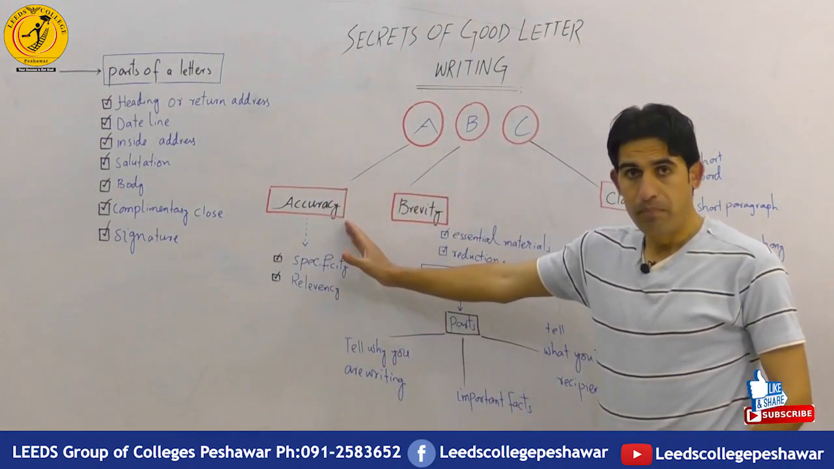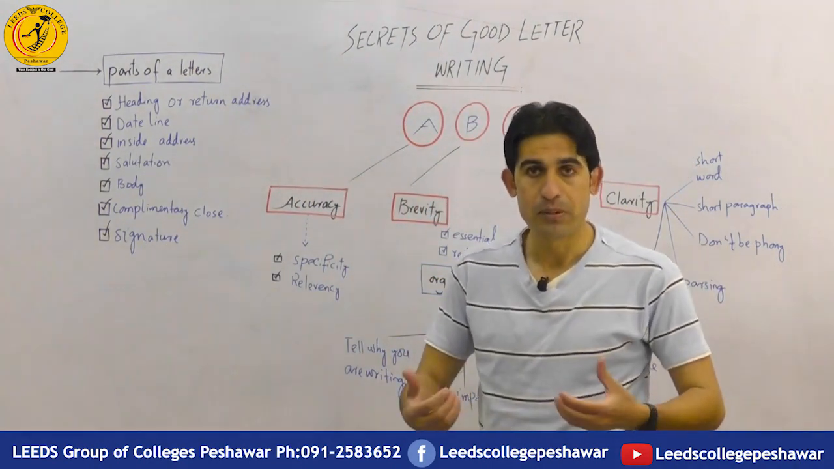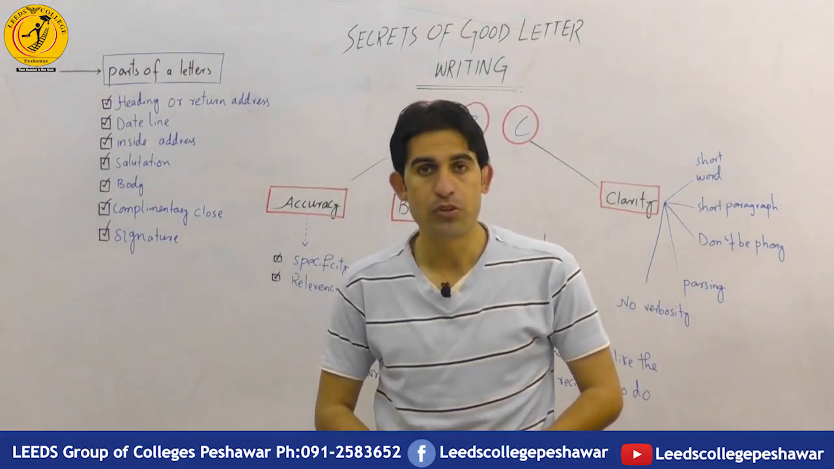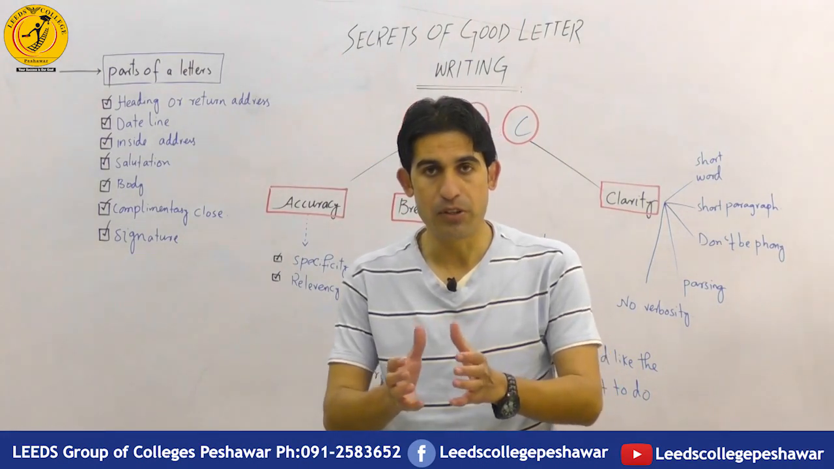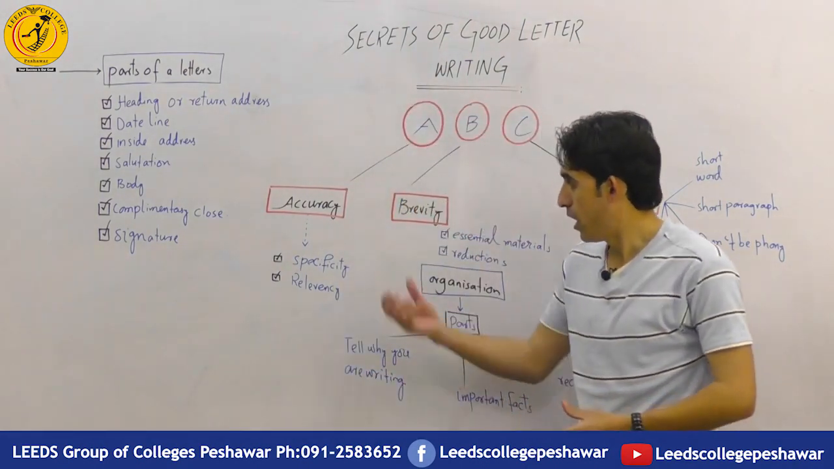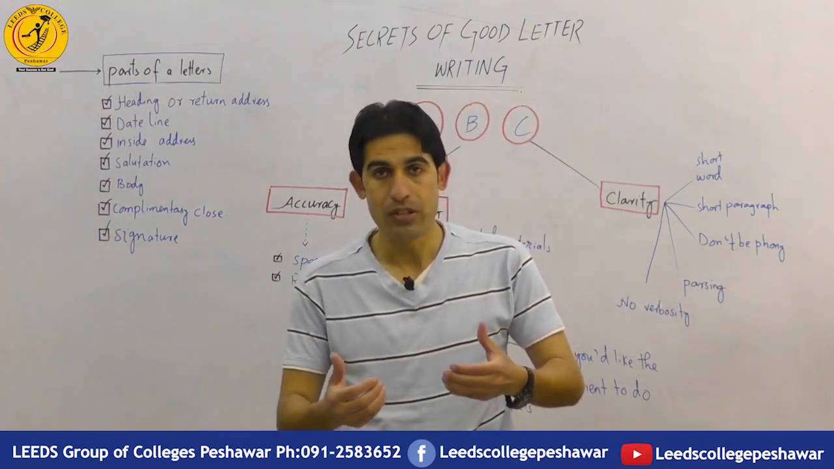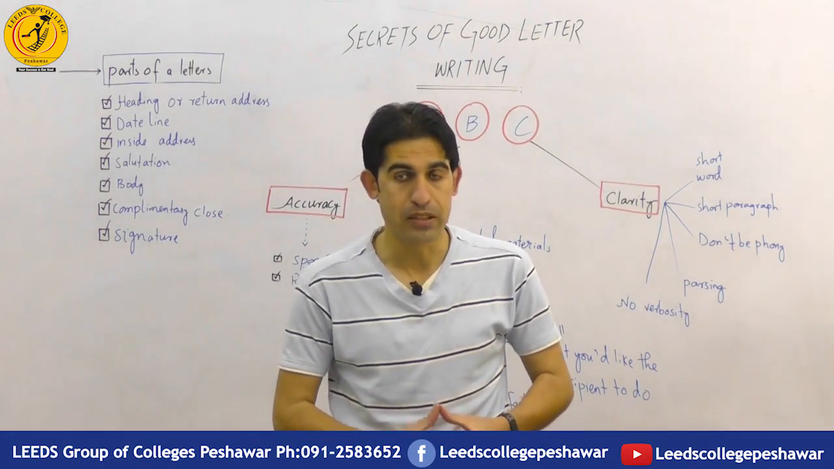A letter must show accuracy. It means that it must be specific. You need to give the specific information and facts and figures in that one. The second quality of accuracy is that the letter must show the relevant information or facts and figures.